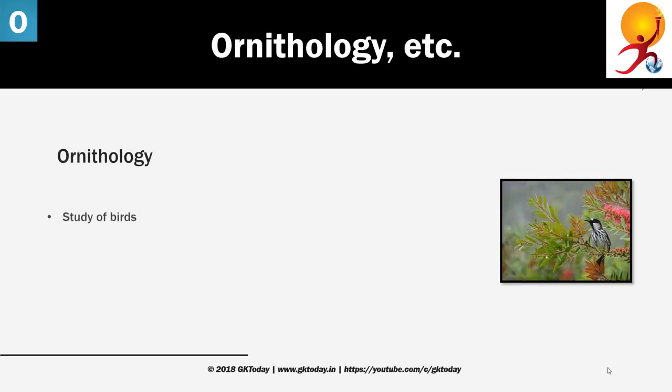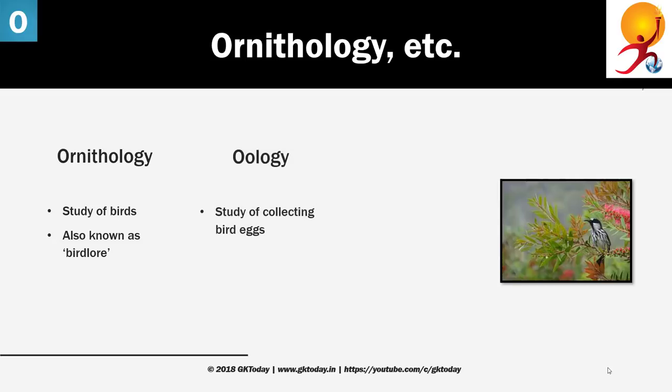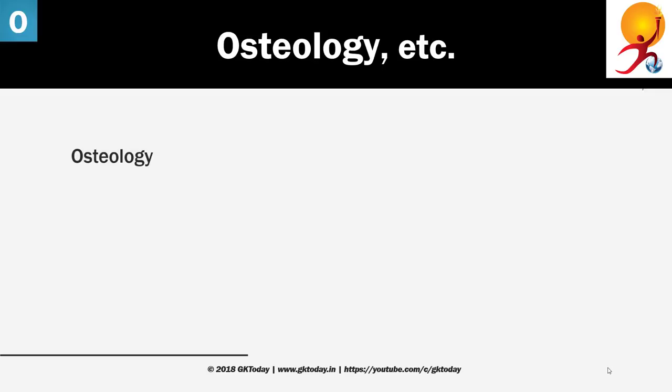Ornithology is the study of birds. It is also known as bird lore. Oology is the study of collecting bird eggs. And orchidology, as the name suggests, is the study of orchids. Osteology is the study of the structure and function of skeleton and other bony parts.